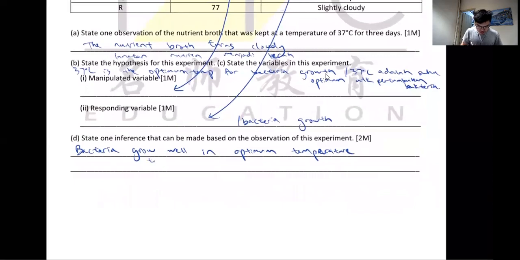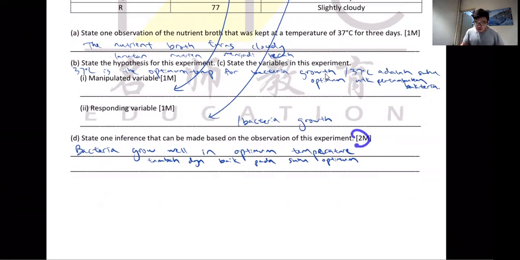Okay, bacteria tumbuh dengan baik pada suhu optimum. Optimum temperature, optimal. I mean, grammatically, if you really want to nitpick, this is optimal. Okay, so bacteria they grow in optimum temperature. You can actually write back the same thing. 37 is the optimum temperature for bacterial growth. You can write back the same thing too, but I don't want to repeat my answer for hypothesis and inference. So I kind of change it a little bit. So I just say they grow in optimum temperature.